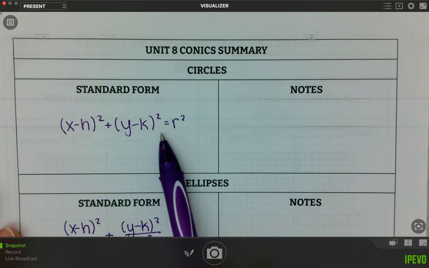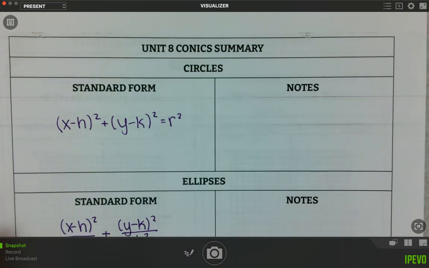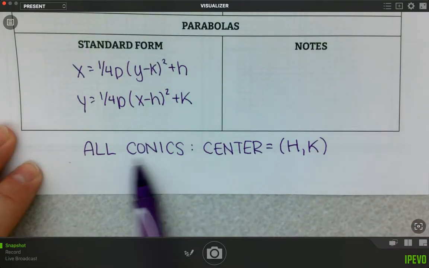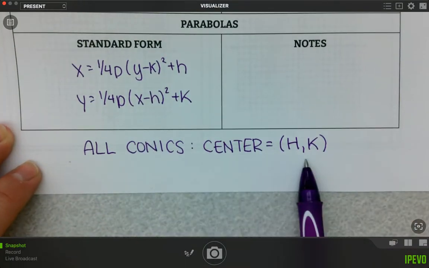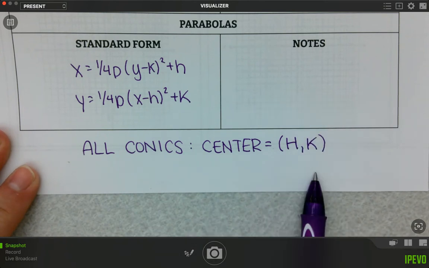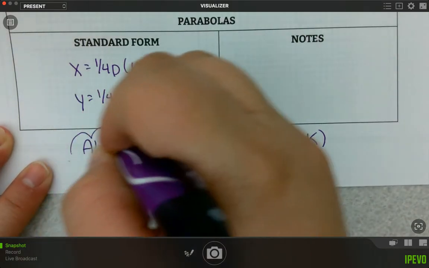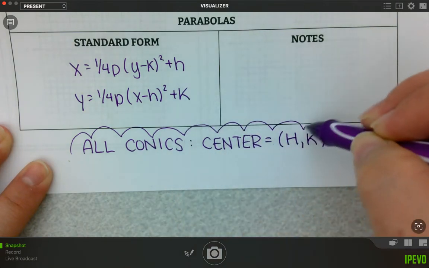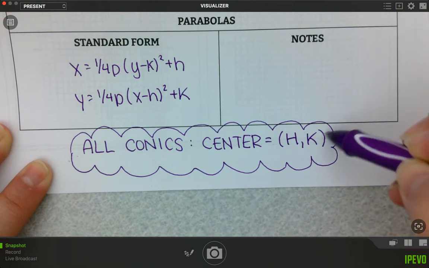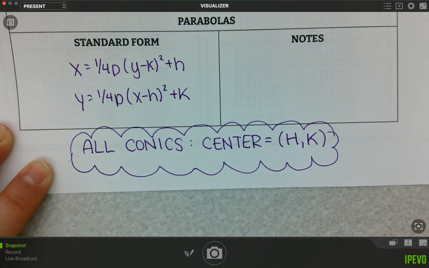This is the equation of a circle. One thing I'm going to start off with so that we don't have to write this four different times is come down here to the bottom. All conics have a center of (h, k). I could technically write this in every single notes section for every single shape. Instead, I'm just writing this here at the bottom. If you want to make a note on the top or the bottom yourself, that is an excellent idea. I do it in all caps because it is that important.